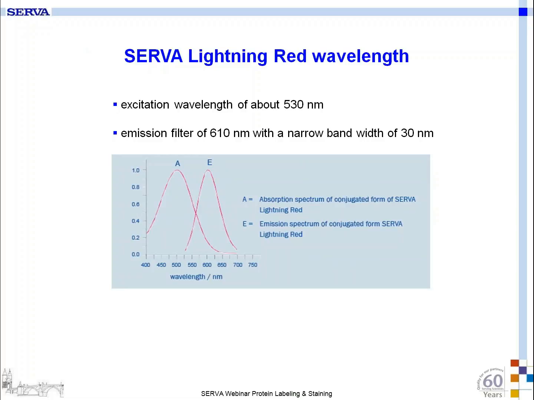The SERVA Lightning Red has an excitation of around 530 nanometers, so it can be excited with a blue light, and an emission filter of around 610, with a narrow band of 30 nanometers.